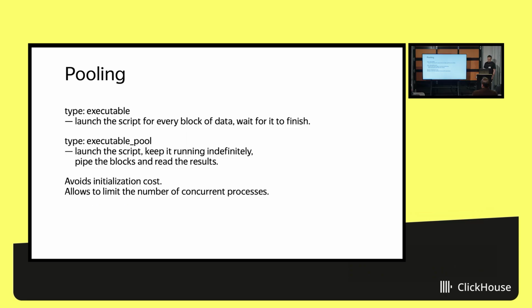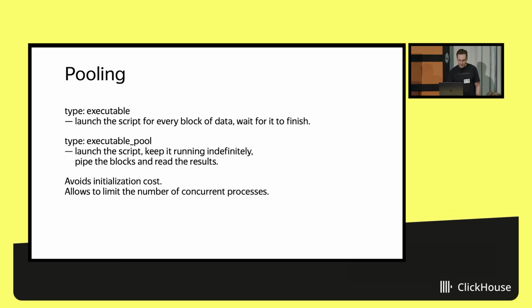Actually, we can do a few optimizations. The first optimization is pooling. We configured this script with the type executable. And this script will be run as an entirely new invocation of the process, a new instance for every block of data. Like 65K records will be processed by a script. The script will finish, then it will run again. And every time it will wait for the script to finish.